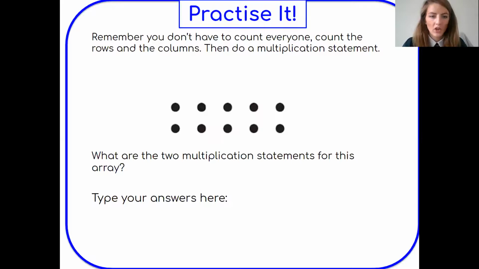Now, I'm not going to answer this one. I want you to have a go. What are the 2 multiplication statements for this array? Look at the rows. How many rows are there? And how many in each row? Or you could do columns. How many columns are there? How many in each column? Type your 2 answers below or write it down.